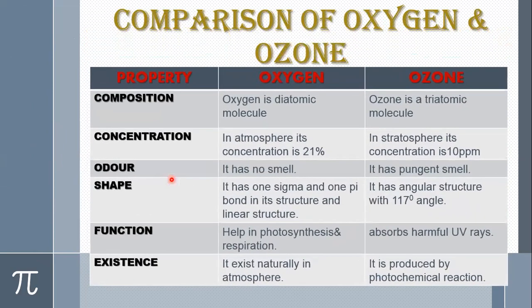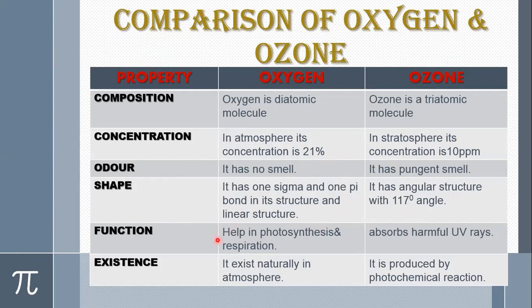Comparison of oxygen and ozone. Composition: oxygen is diatomic while ozone is triatomic. Oxygen concentration is 21% while in the stratosphere ozone is 10 ppm in concentration. Oxygen has no smell while ozone has a pungent smell. Oxygen has one sigma and one pi bond in its structure and has a linear structure, while ozone has an angular structure with a 117-degree angle.